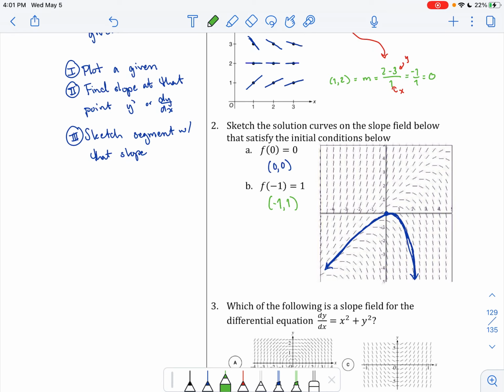Here we are given that it goes to the point negative 1, 1. Now negative 1, 1 is up here. So again, that's the point. The next one it goes to is here. Then it looks like, again, it's coming down on this sort of slant asymptote almost. And then it's going steeper, up, up, up. And this would be the curve if it went through the point negative 1, 1. So in this case, it would look a little bit different depending on what the initial condition would be.